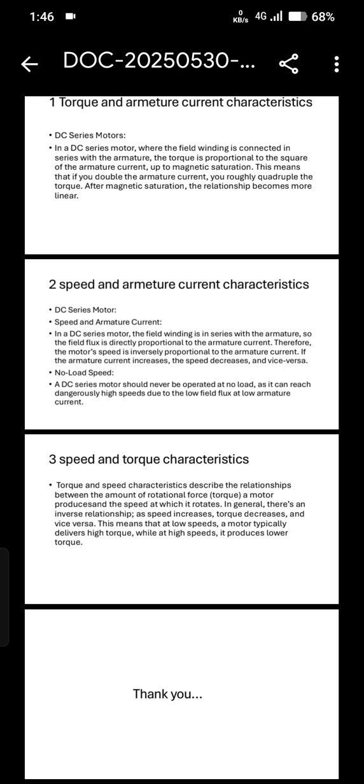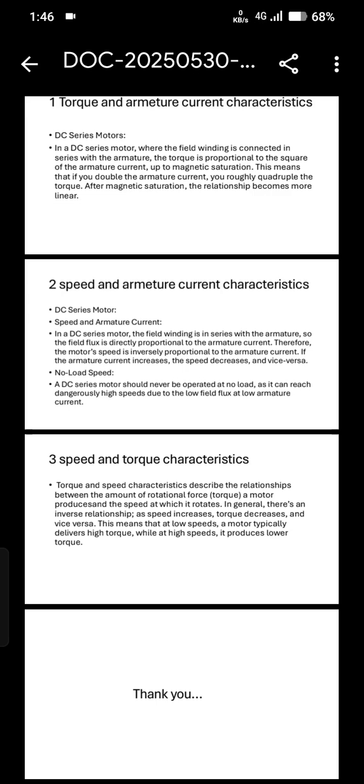So the third one is speed and torque characteristics. Torque and speed characteristics describe the relationship between the amount of rotational force, torque, a motor produces and the speed at which it rotates. In general, there is an inverse relationship. As speed increases, torque decreases, and vice versa. This means that at low speeds, a motor typically delivers high torque, while at high speeds, it produces lower torque.